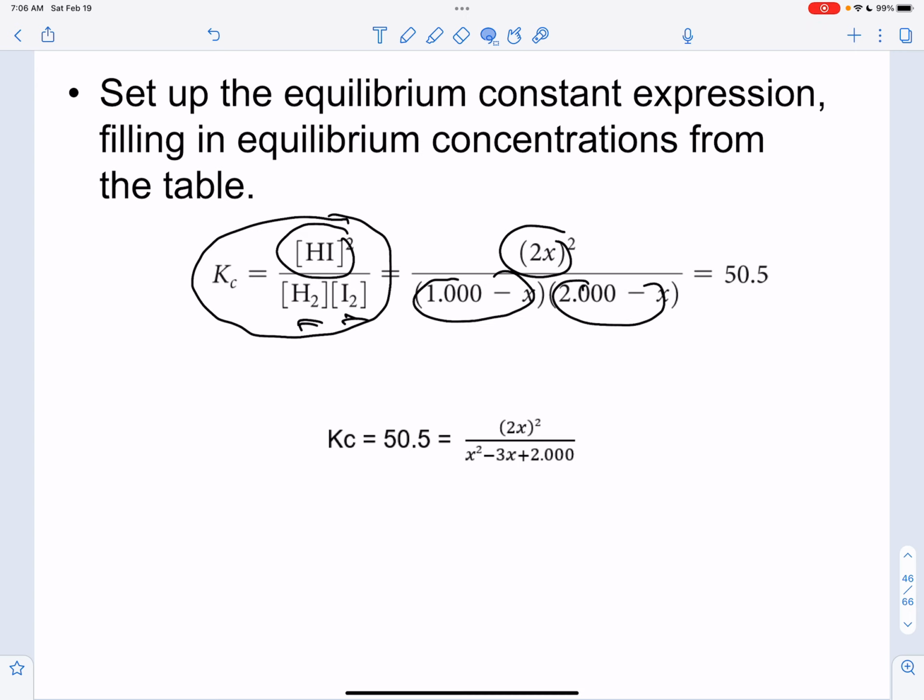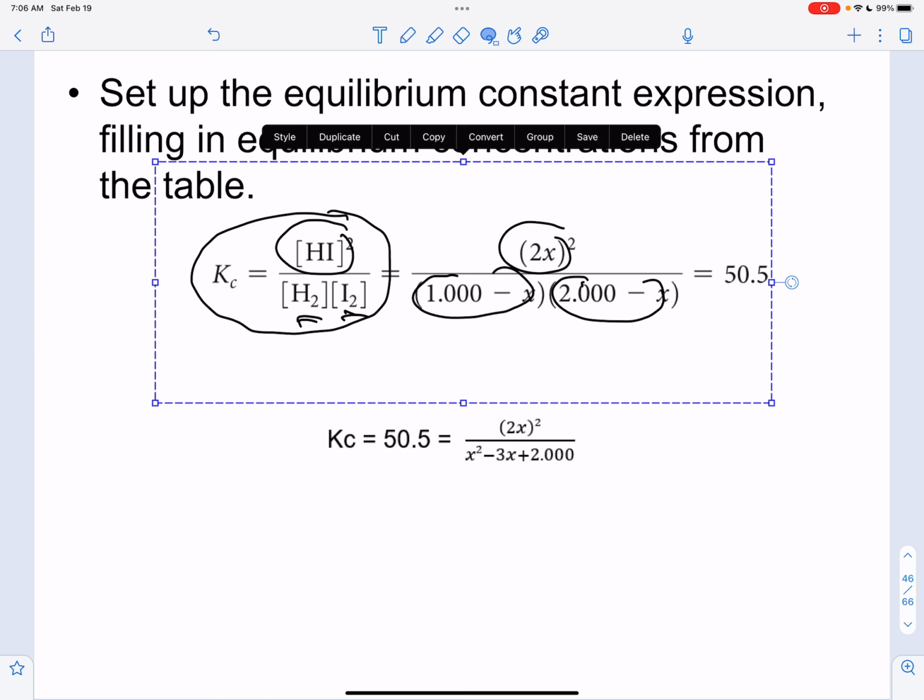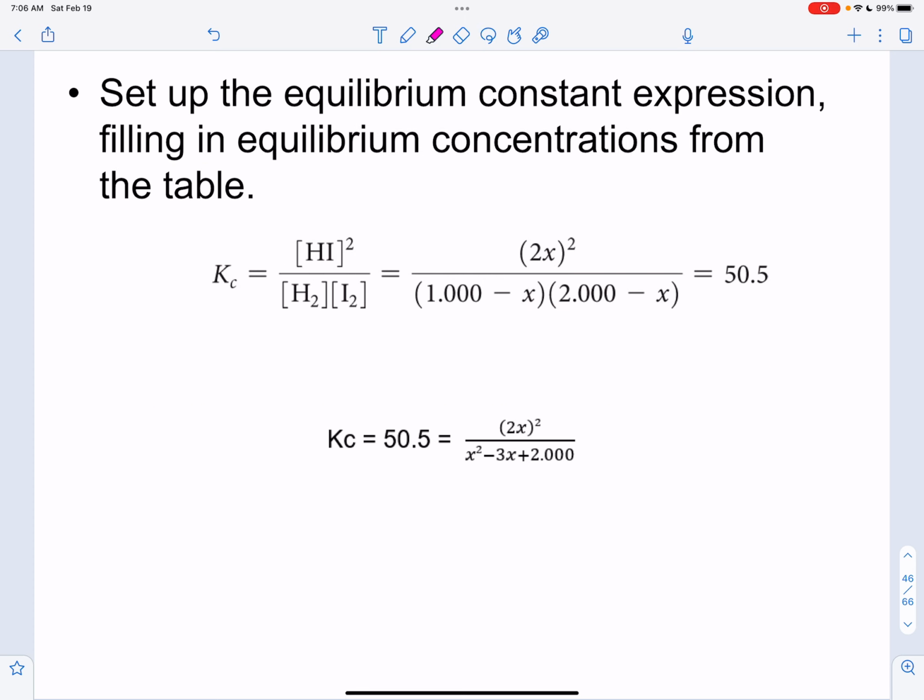But now you have to consider also that there's some powers involved. So that power has to show there. And we know the Kc, because it was given, right? The Kc is 50.5, the equilibrium constant based on concentration. So now at this point we're done with the chemistry.